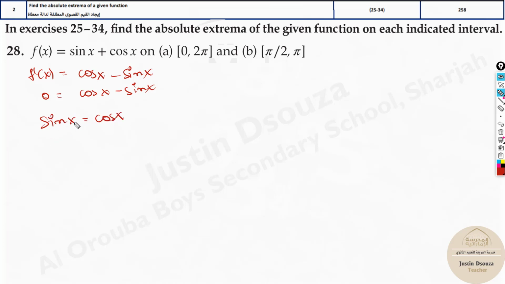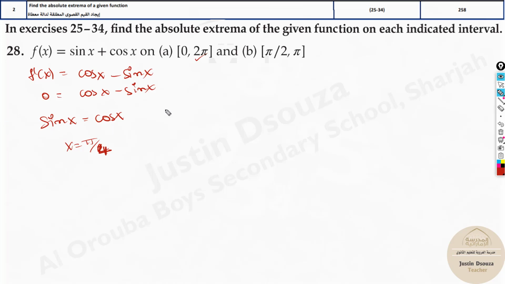When is sine x and cos x equal? If you remember the unit circle, or if you know the values of sine and cos, they are equal at 45 degrees, right? That is pi by 4. So that is the answer. x is equal to pi by 4. Now since they have given intervals in the limit, this will be included in the limit over here, and it's not included over here. So that's how we solve it.